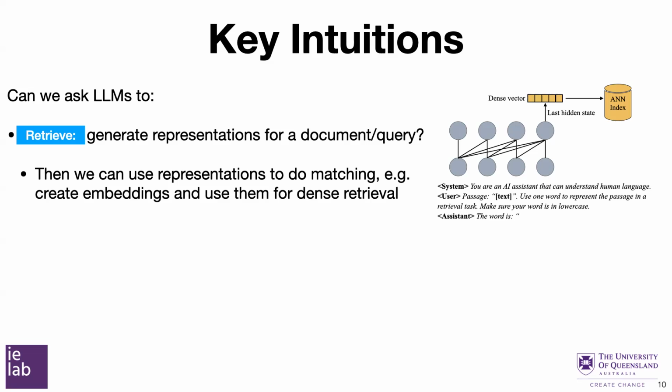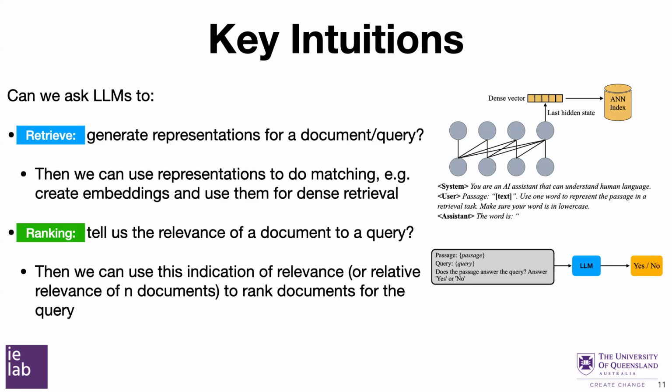We are trying to use the prompt that we give to this large language model, put in the prompt the document, the query, more documents, and get a representation out. And then use that representation for doing retrieval. So that's the retrieval task. The ranking task, the intuition there is, can we ask the large language model to tell us the relevance of a document to a query?